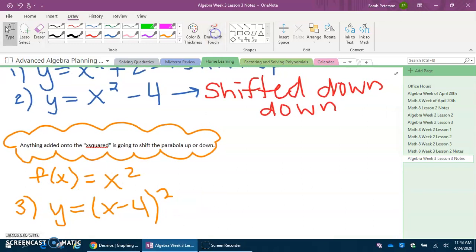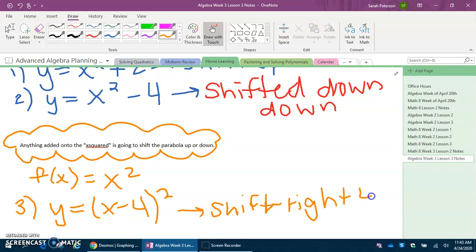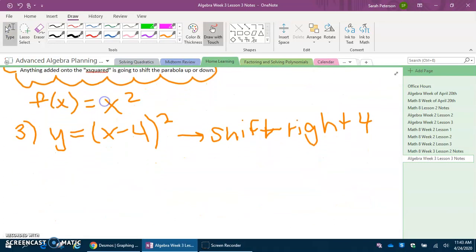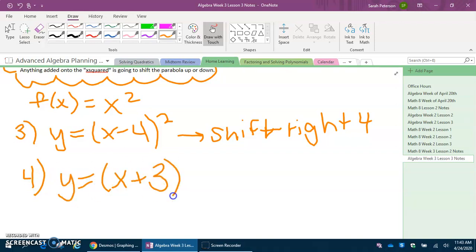Shift right 4. Great. Let's keep going. We'll do another number and see what happens. I'm going to do a positive one and just see where that gets me. So if I do y equals (x plus 3) squared, let's see what happens when I do this.